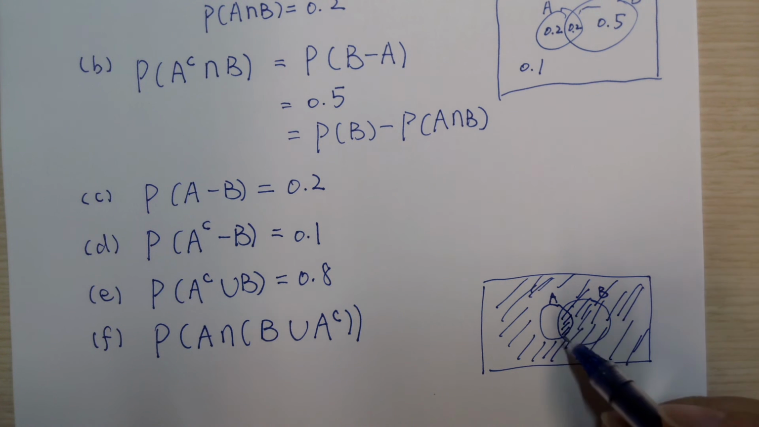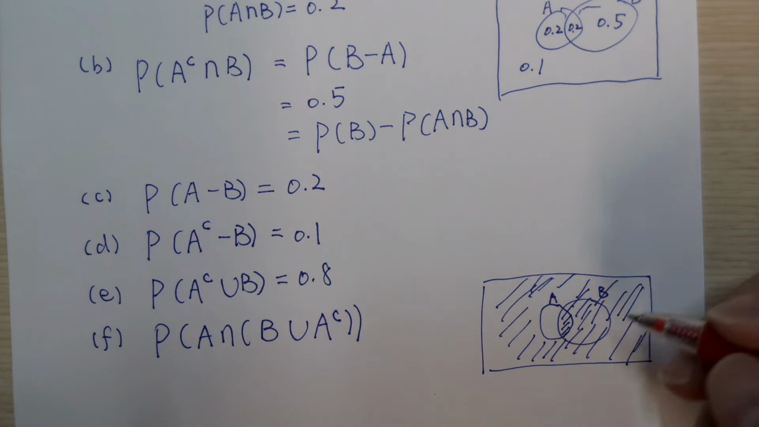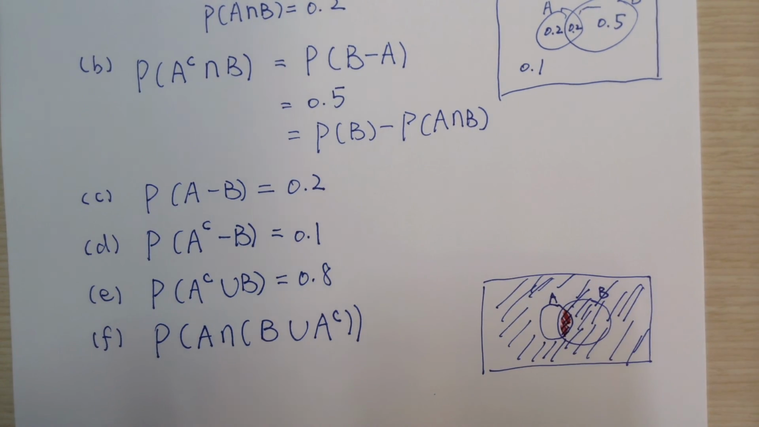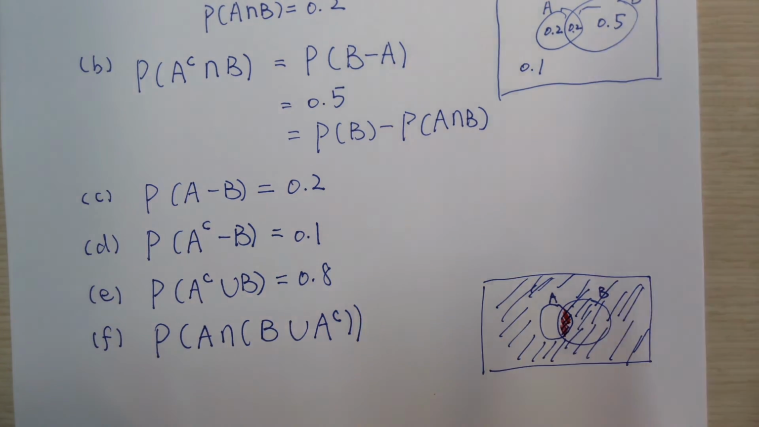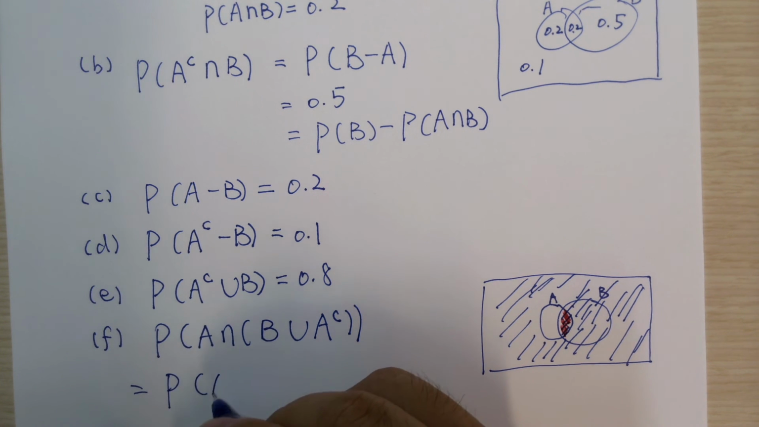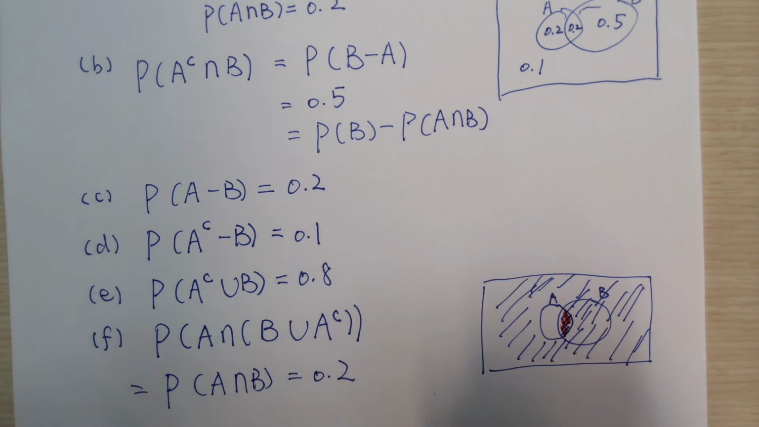And if you take A intersect this part, realize that it's exactly this piece. So this piece basically equals the probability of A intersect B, which we already derived from part A is 0.2.